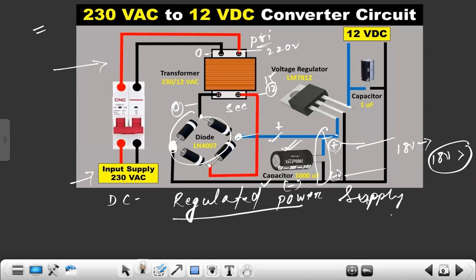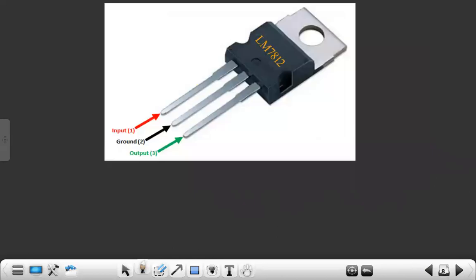So if we need exactly 12 volt out of this power supply, or exactly 9 volt or exactly 5 volt, what do we have to do? We have to use a voltage regulator IC. This is a voltage regulator IC with the name LM78, and here is 1 2. So what is this 1 2?